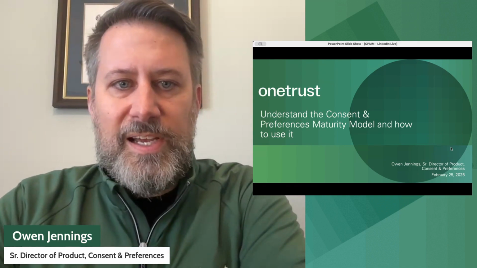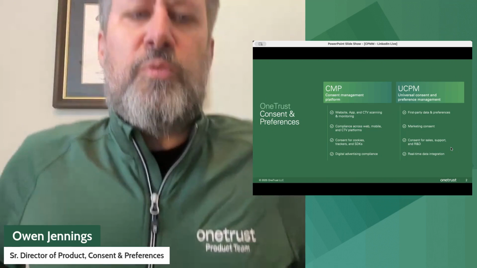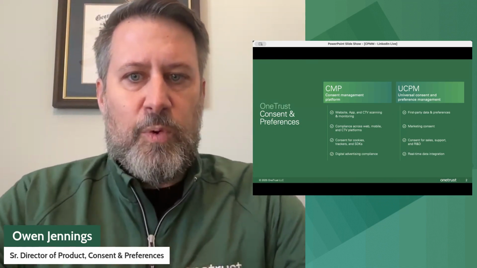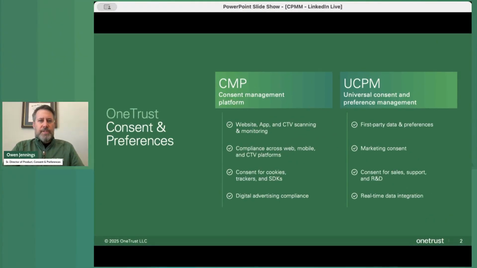So let's get started. First, I just very quickly wanted to cover a couple of the terms that we're going to be using here. CMP, consent management platform, is anywhere that you're seeing the cookie banners, consent for trackers, SDKs, digital advertising. This is the check the box compliance, as some people look at it. As we move through the model, UCPM, or Universal Consent and Preference Management, is a way to really capture marketing consent. This is for sales, support, R&D. This is your first party data, and really preferences on this.